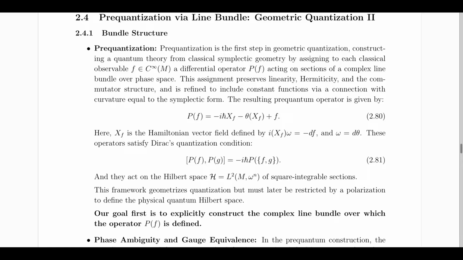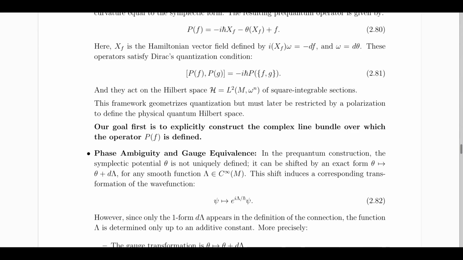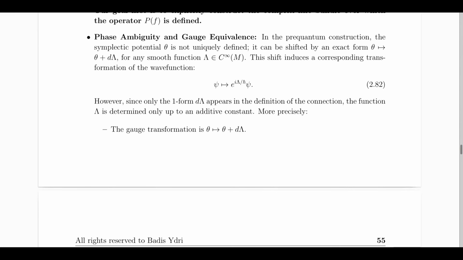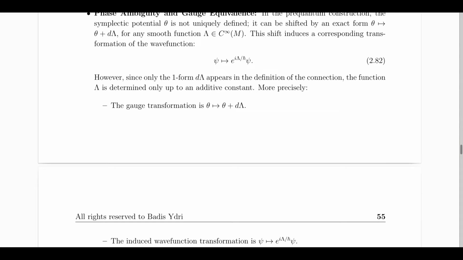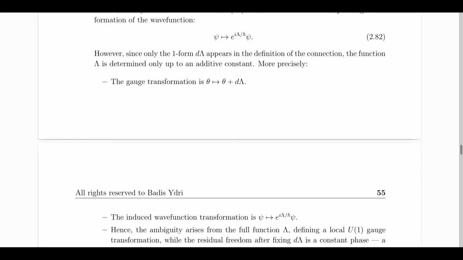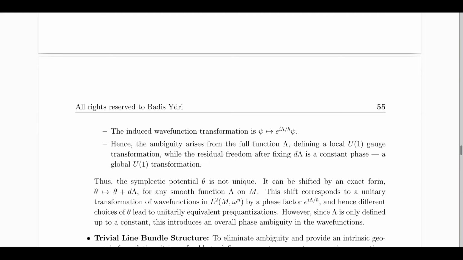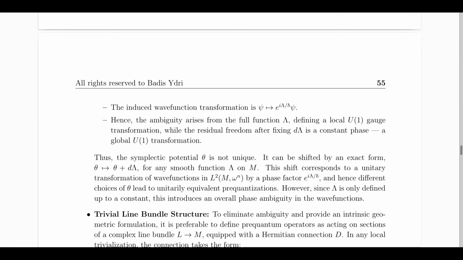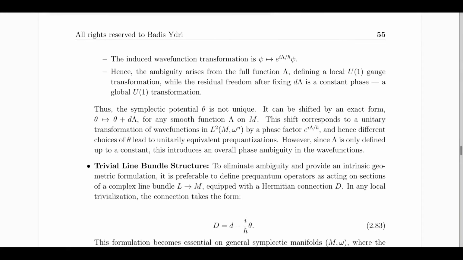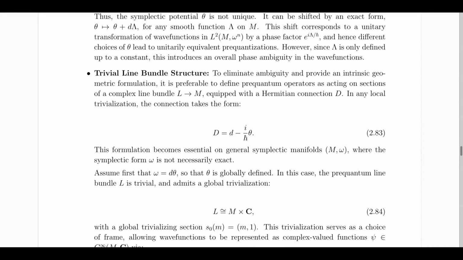However, the symplectic potential, the one-form we denote theta, isn't uniquely defined. It can be shifted by the differential of any smooth function. This shift doesn't alter the physics, but it does alter the wave function by a local phase. The transformation looks like a gauge symmetry, a U(1) rotation depending on position in phase space. Consequently, the correct setting for our wave functions isn't simply a space of functions, but rather sections of a complex line bundle, with local trivializations patched together using phase-valued transition functions.